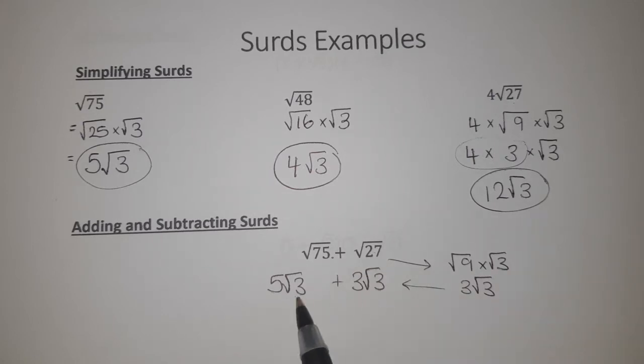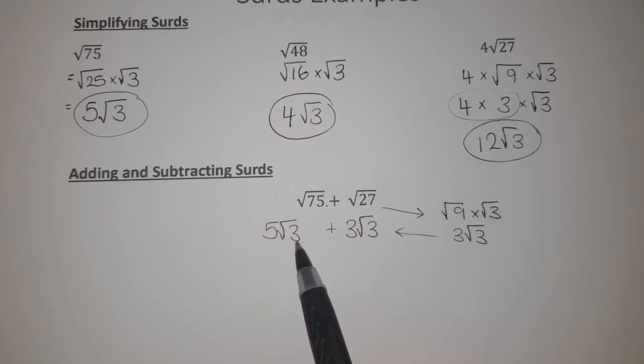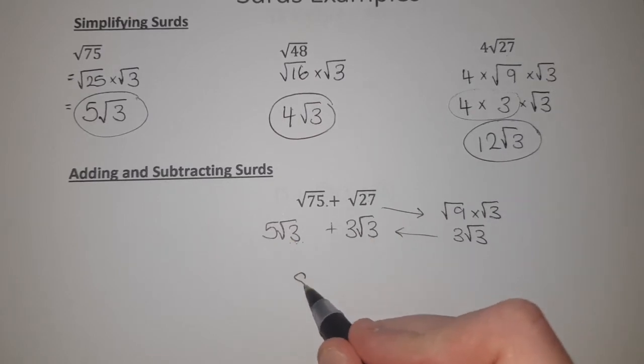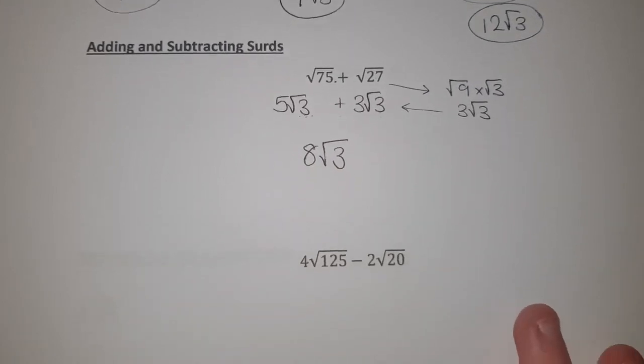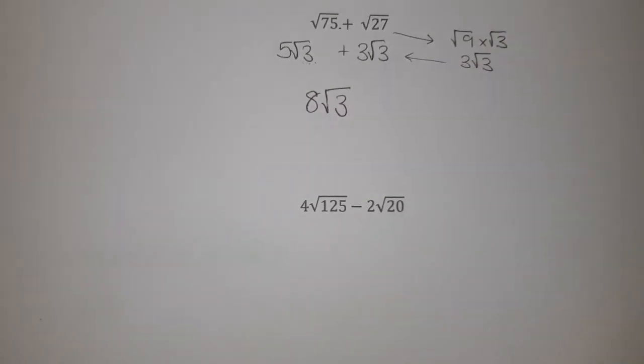So if I put that back in there. Once I've got the same numbers inside the square root, I can just do a normal addition. I've got 5 lots of something plus another 3 lots of that something. I've got 8 lots of that something. So in our case, 8 root 3. Okay, on the next ones, it's going to take a bit more simplifying.